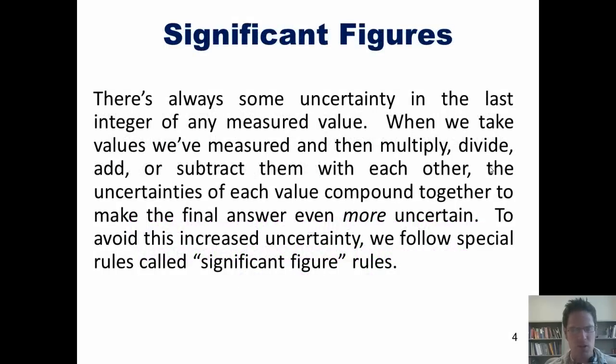Now, in measuring things, there's always at least some uncertainty in the last integer of any measured value. So when we take values we've measured and then multiply, divide, add, or subtract them from each other, the uncertainty built into each individual value will compound together as you multiply, add, subtract, or divide it with another value, which ends up making the final answer even more uncertain. So to avoid this sort of exponential increase in uncertainty, we follow special rules called significant figure rules.